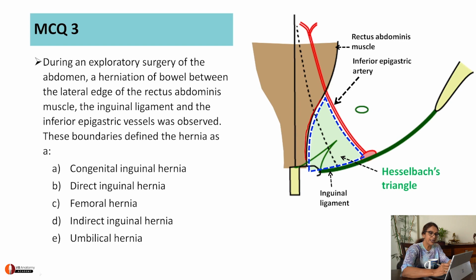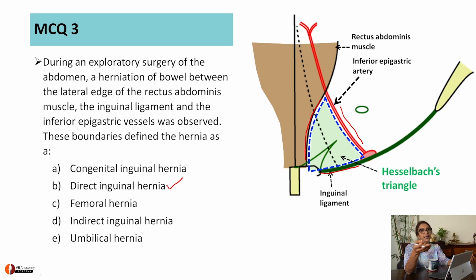Inguinal ligament here. Inferior epigastric artery here. So through basically Hesselbach triangle. These boundaries define the hernia: if a hernia comes through Hesselbach triangle, you know it is a direct inguinal hernia. Okay. Is it congenital?